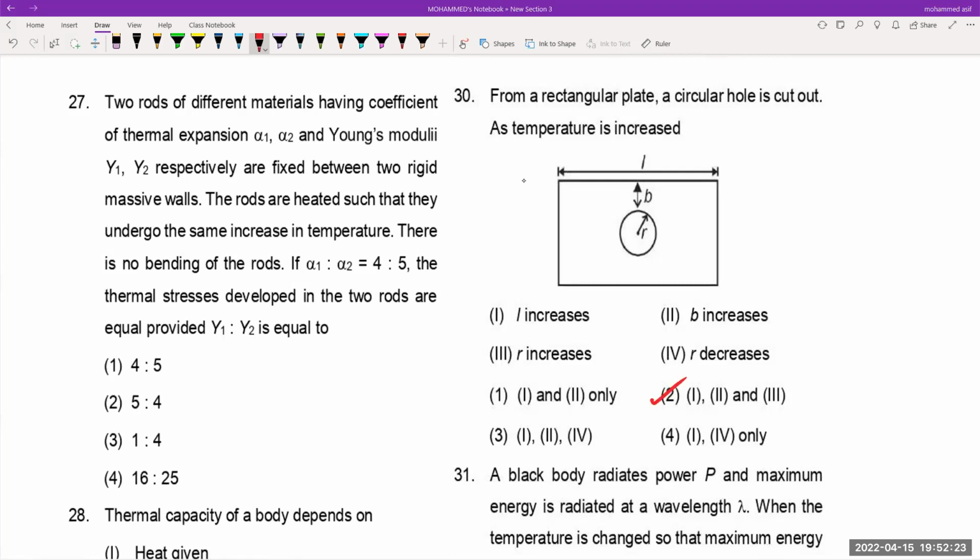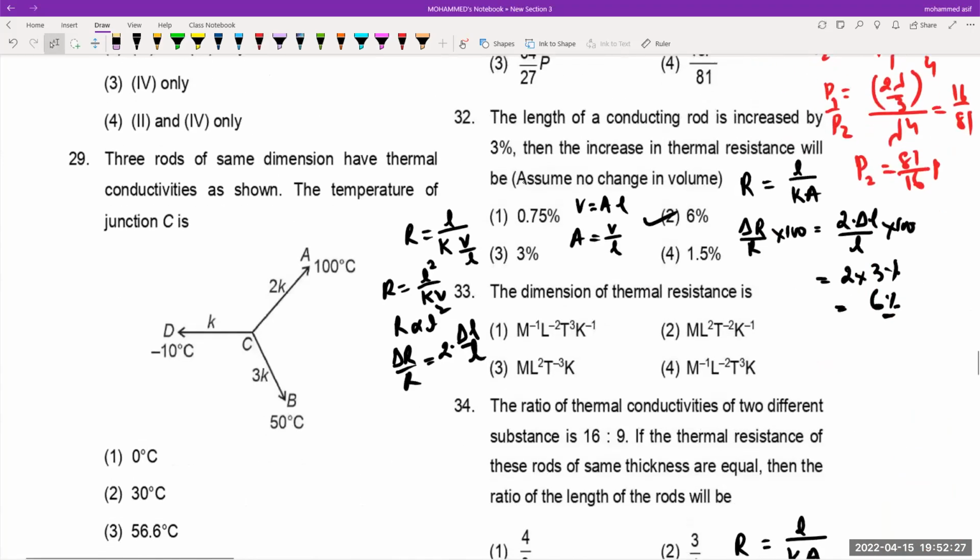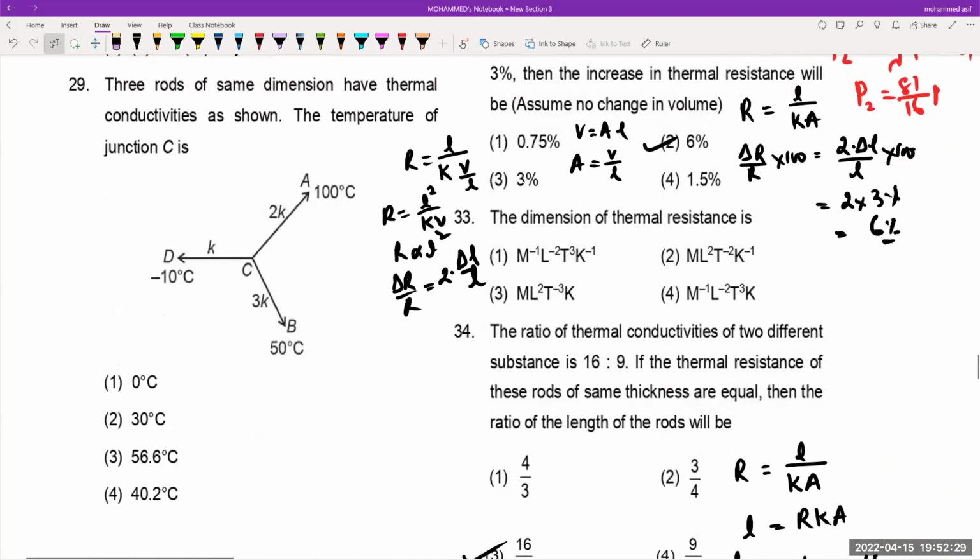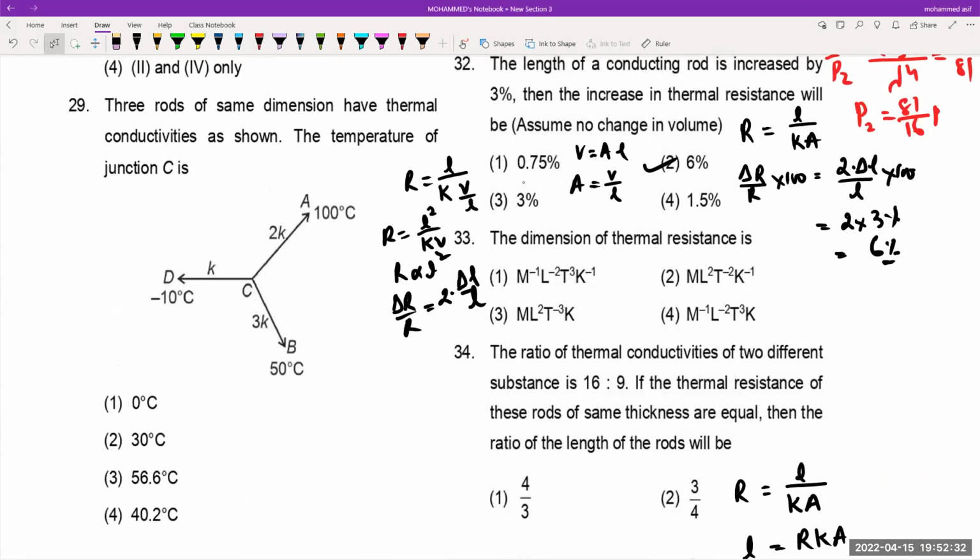30. Very good. Next one. ये भी direct question है. 3 rods of the same dimensions have the thermal conductivity as shown. The temperature of the junction will be equal to how much? 1 minute.